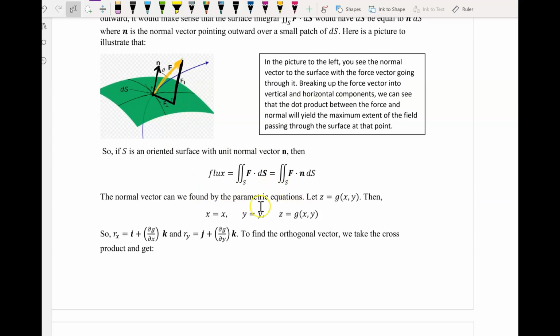So let's say a normal vector can be found. You can find it by the parametric equations z equals g of x comma y. This is the parametrization in its most simple form.